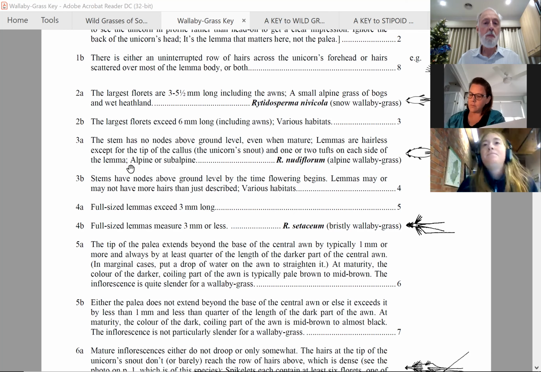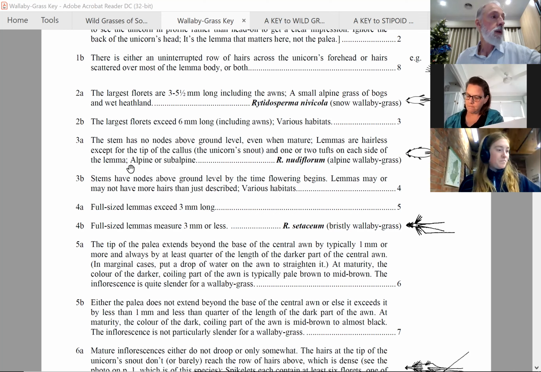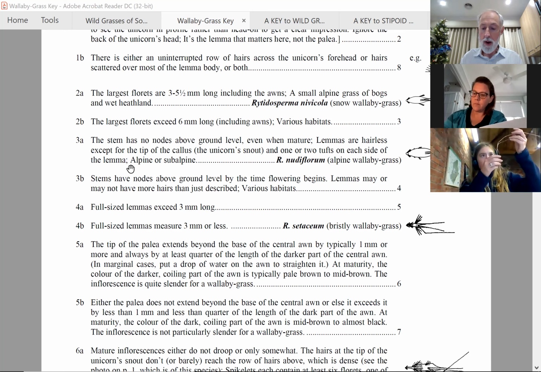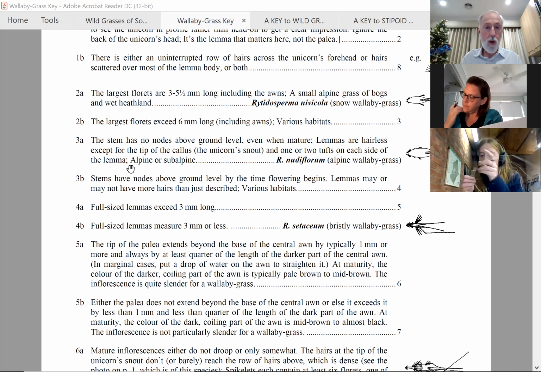3A says the stem has no nodes above ground level, even when mature. We've got mature specimens. Have a look at your stem and you will find nodes. Some of them will be readily visible. Some of them will be hidden inside leaf sheaths. So you might need to peel a leaf sheath away in order to see the nodes. But I reckon even without doing that, you'll see at least one node. I have no trouble doing that on my specimen.